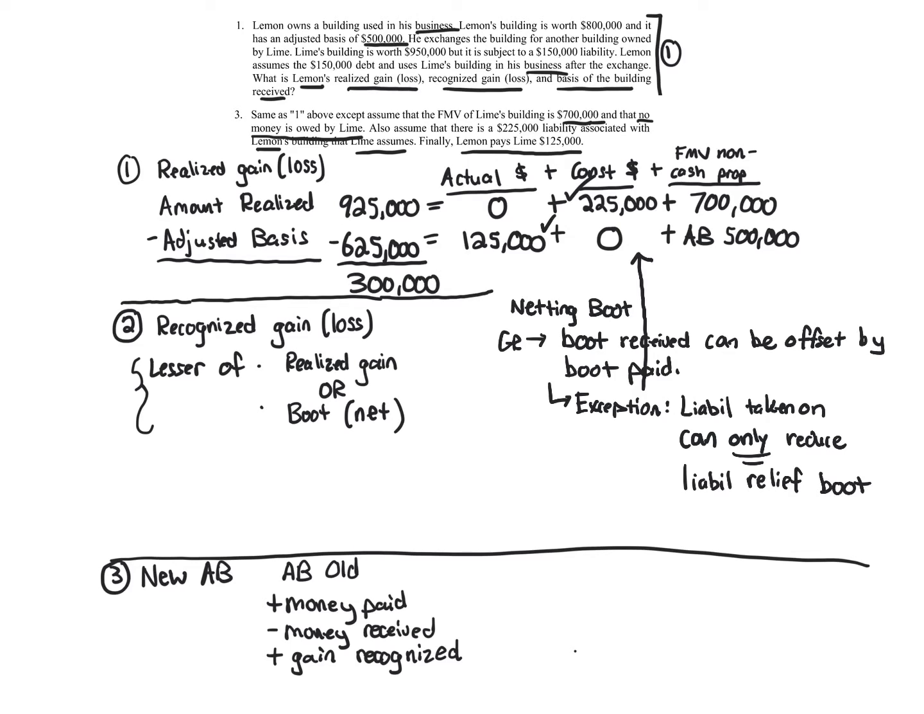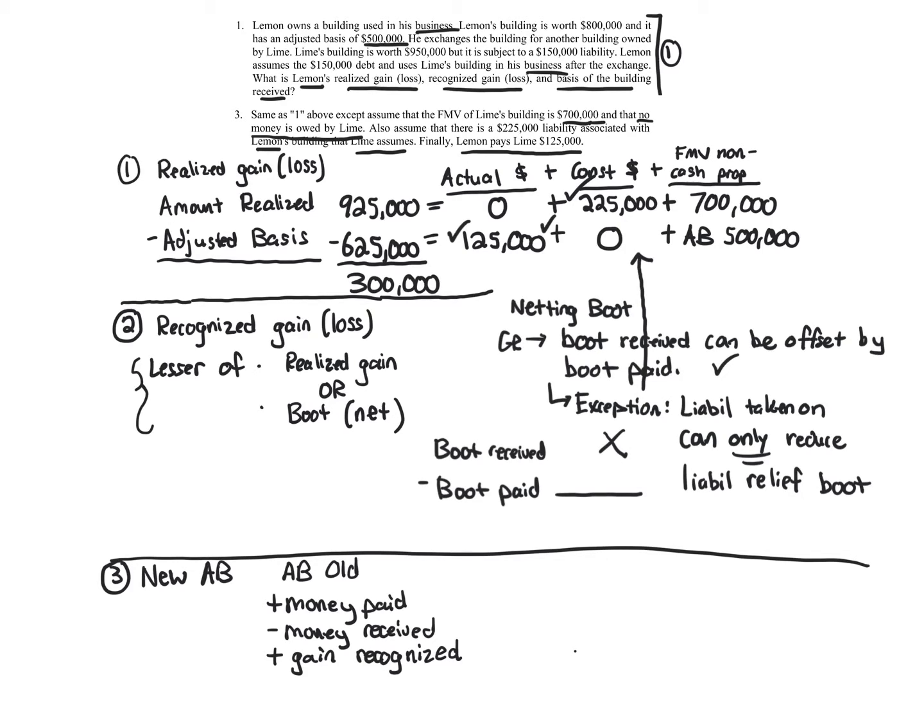Now, we do not have any liabilities taken on. We have actual cash paid, not constructive cash paid. So this exception does not apply here. I'm sorry, the general rule does apply. That's what I should say, sorry. Because we have actual money paid. So if we apply the general rule, that's easy. We just take boot received minus boot paid.